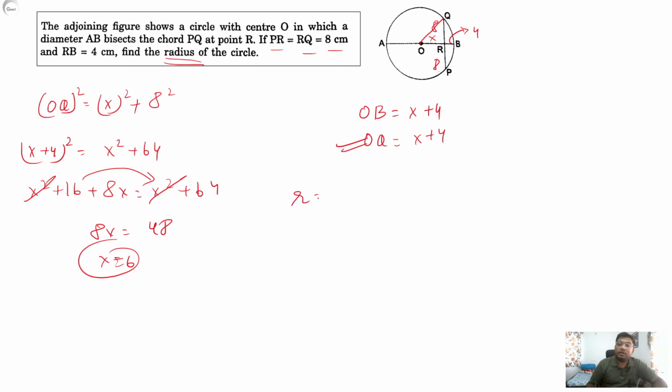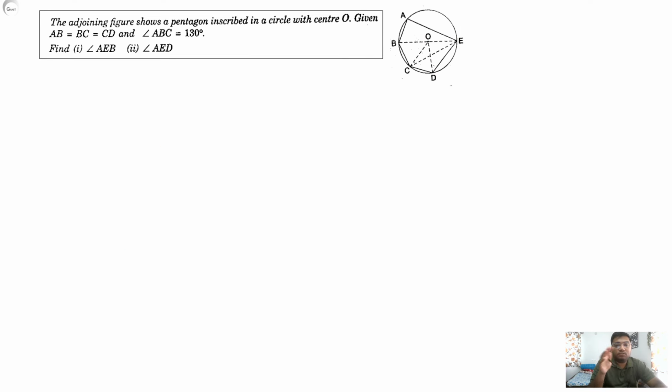So radius is equal to x plus 4 is equal to 6 plus 4, which is 10 centimeter. So this is how you do the question where one part of the radius is given, this 4 here. This was the trick. If you were able to notice that OB is also the radius, same as OQ or OP, then you would easily solve this question. It's not really that difficult. Okay. All right. Let's move to the next question.